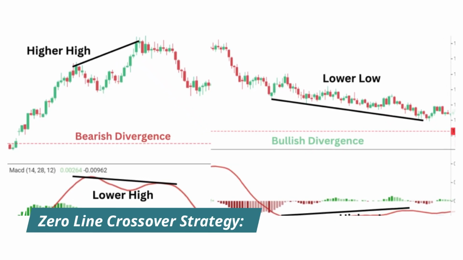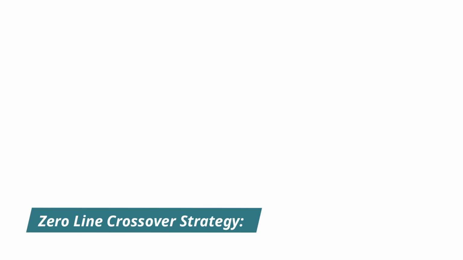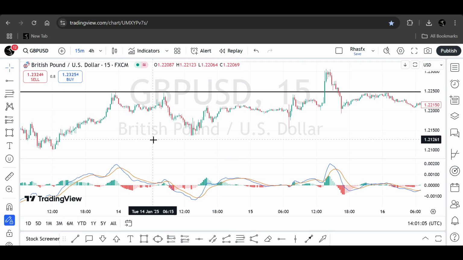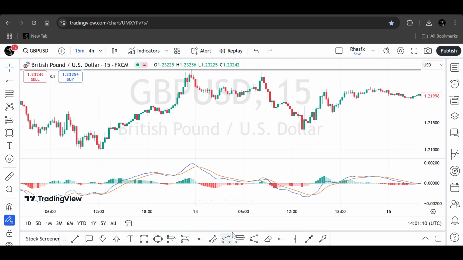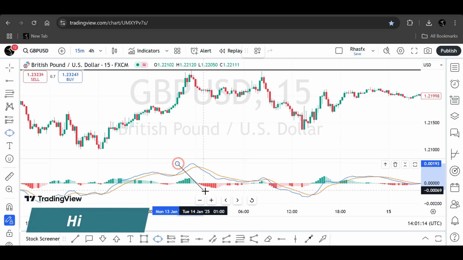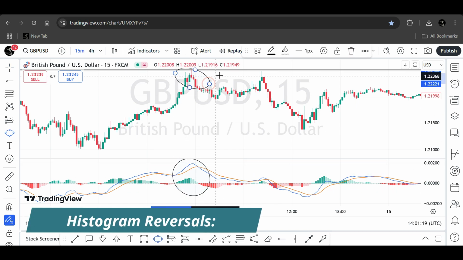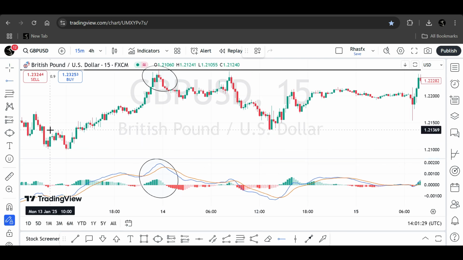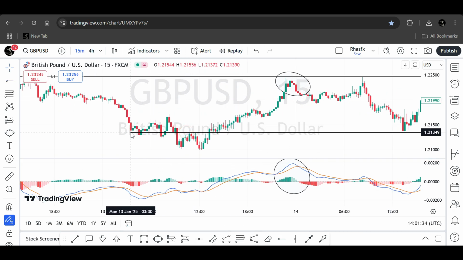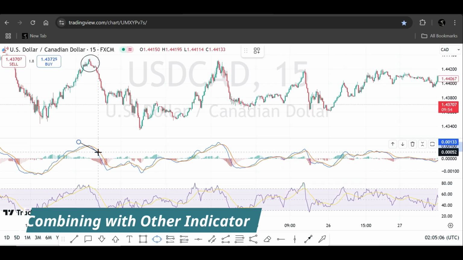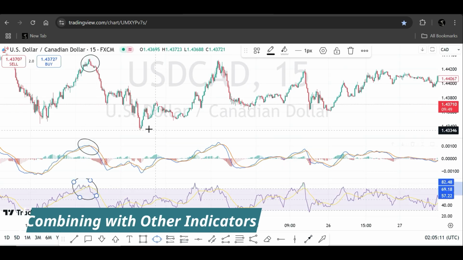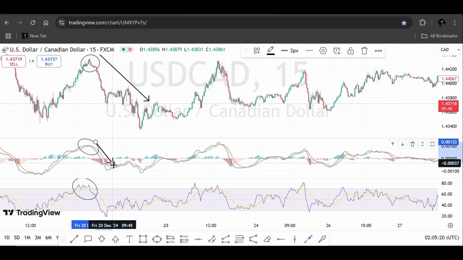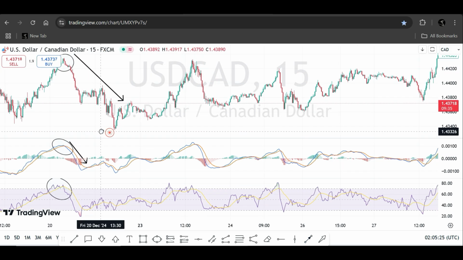Use the MACD line crossing the zero line as a confirmation of a strong trend. Combine this strategy with other technical indicators, such as support and resistance levels, for better accuracy. Monitor the histogram for sudden changes in momentum. A switch from negative to positive can signal a bullish reversal, while a switch from positive to negative indicates a bearish reversal. Pair the MACD with the Relative Strength Index, RSI, to filter out false signals. For example, look for overbought or oversold conditions in the RSI before acting on a MACD crossover.